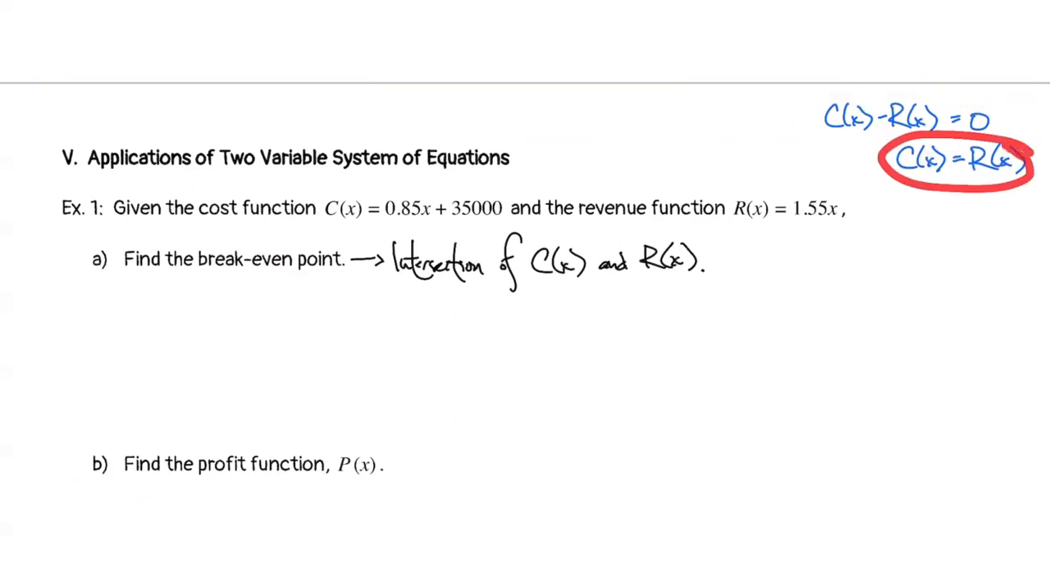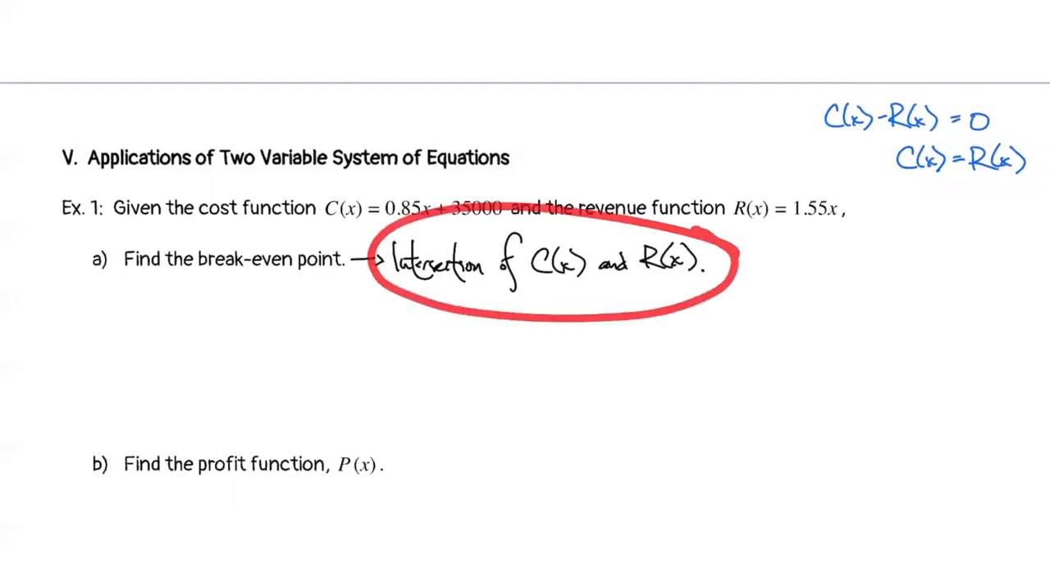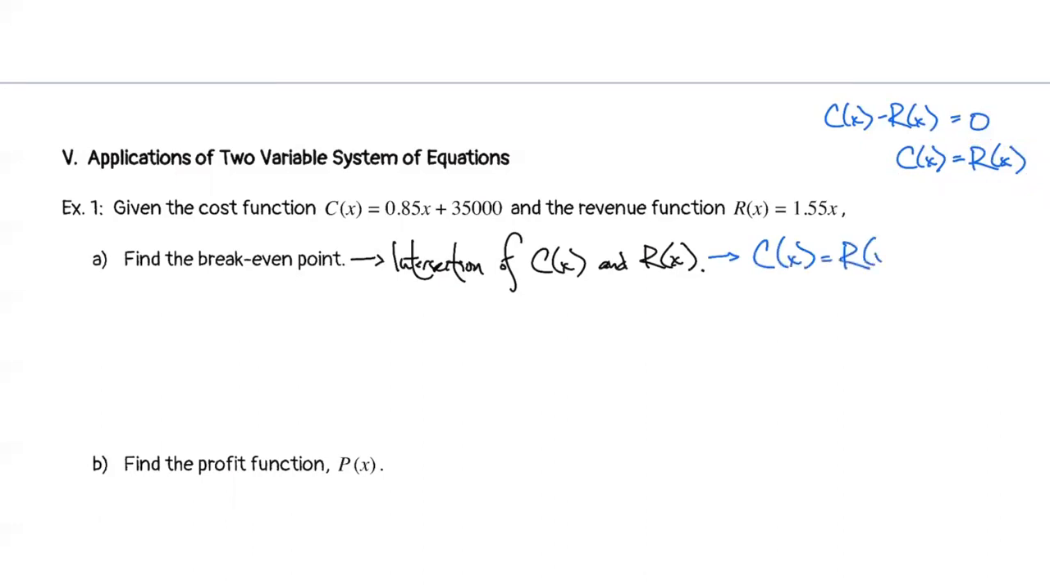But conceptually, what I really want us to think about is when we're looking for an intersection of two functions. This is the same as saying C of X is equal to R of X. Okay, so when you say, I'm looking for the intersection of two functions, it means find out where those two functions are equal to each other.